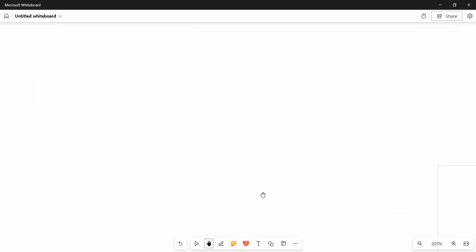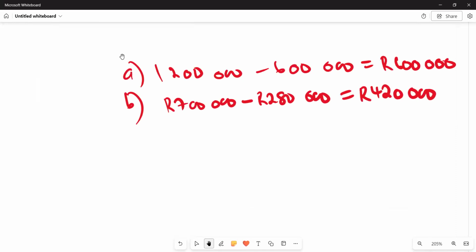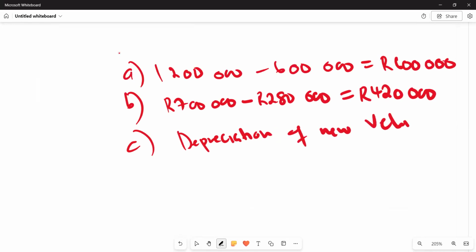So we can just try to calculate it as such. So we are now on C. So we start with depreciation of new vehicle.